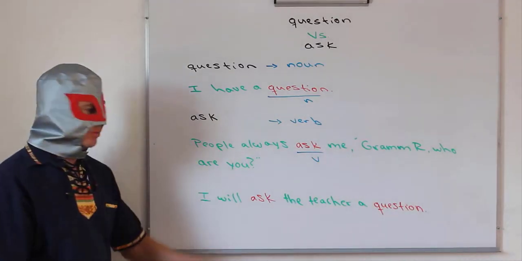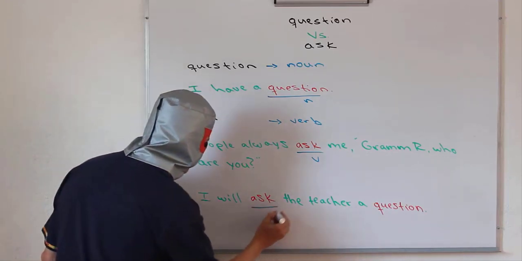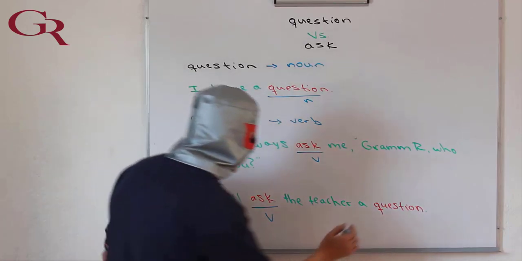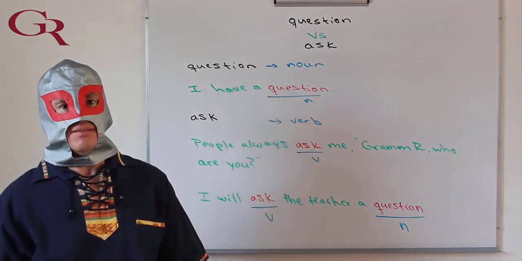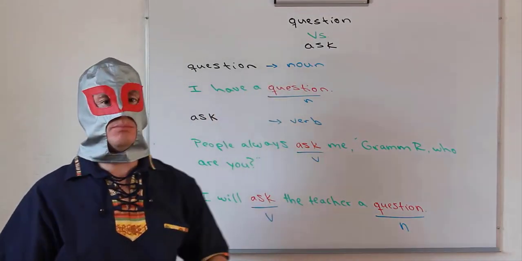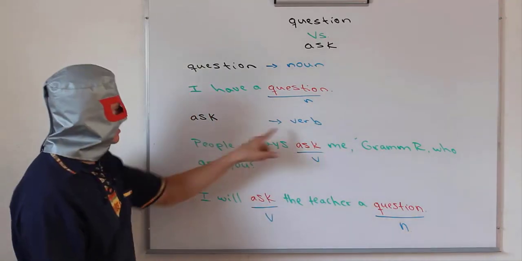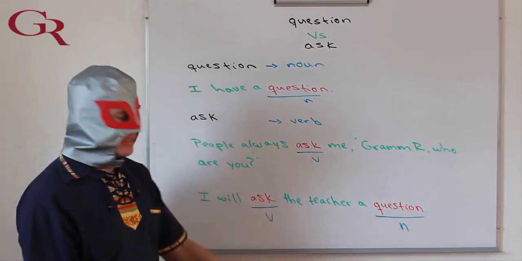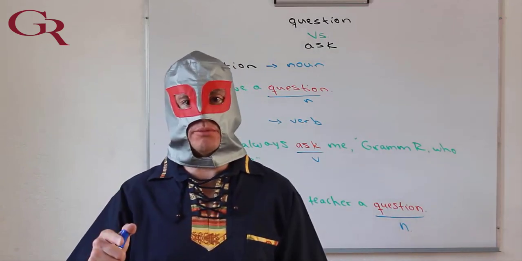Okay? I will ask the teacher a question. My verb here, my main verb, has to be ask. Ask what? A question. And question is a noun. So, this is simple if we remember that question is going to be a noun. It's the thing we ask. And ask itself is the verb. Okay? So, as you can see, question versus ask, easy peasy, super breezy.